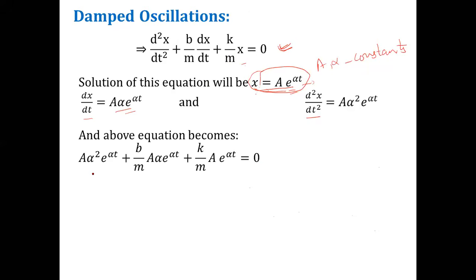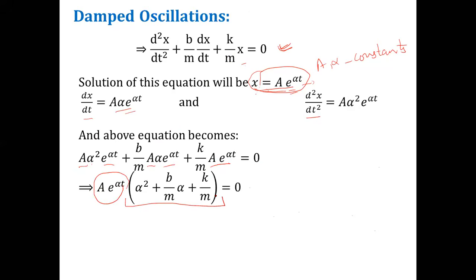Now from this equation, you can take A e raised to power alpha t common, right? It's there in all the three terms, so you can take it out. If you do that, this is what you are going to get. Now you have multiplication of two terms which is equal to 0, which basically means that either the first term is 0 or the second term is 0. If you say that my first term could be 0, but this is equal to your x. So if this is equal to 0, this basically means that your x is permanently equal to 0.